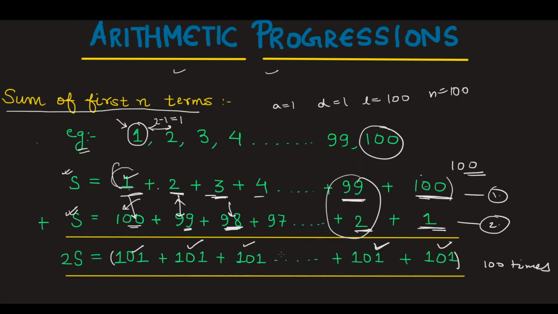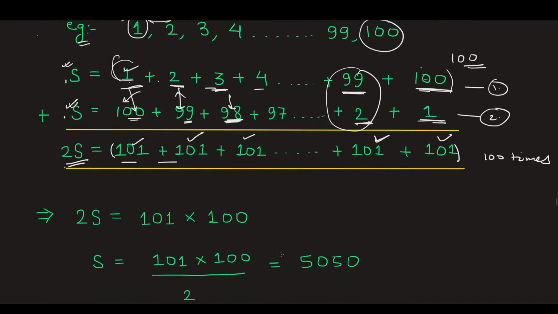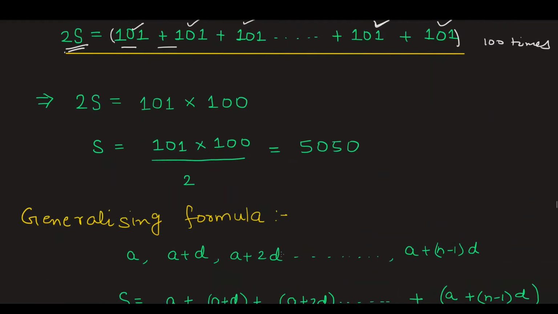Okay. So S plus S is 2S, and we get 101, 100 times, n times. So we write 2S is equal to 101 into 100, that is n. So shift 2 here, then we get 5050. 5050 is 1 plus 2 plus up to 100, the sum of the first 100 terms of this AP.